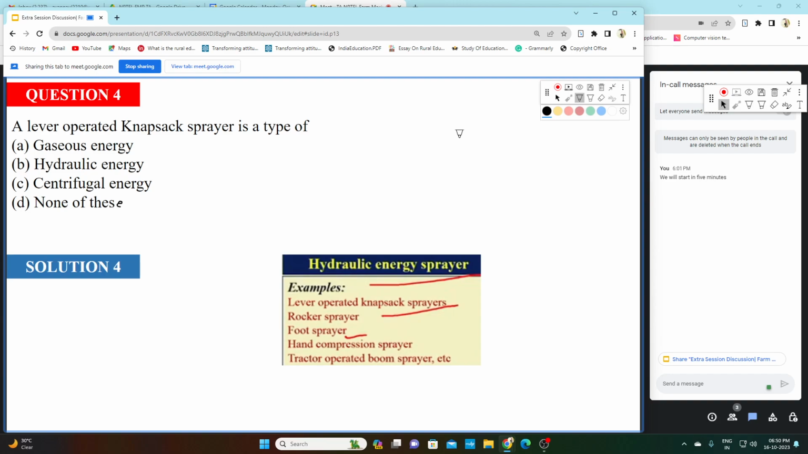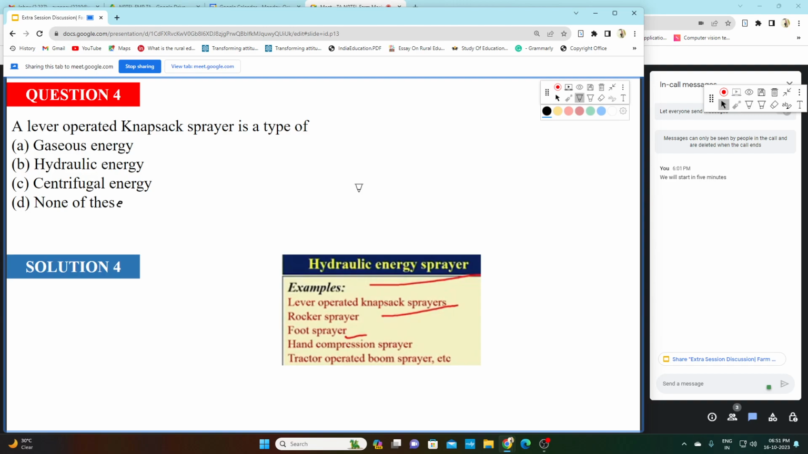What are the other hydraulic energy sprayers? Other hydraulic energy sprayers are the lever operated knapsack sprayer that we are already discussing, then rocker sprayer, foot sprayer, hand compression sprayer, and tractor operated boom sprayer. So in spraying, we have to atomize the fluid, or break our fluid into tiny droplets so that it can be uniformly spread on the surface of the leaves or plants. Generally we do this atomization to increase the surface area of the liquid.